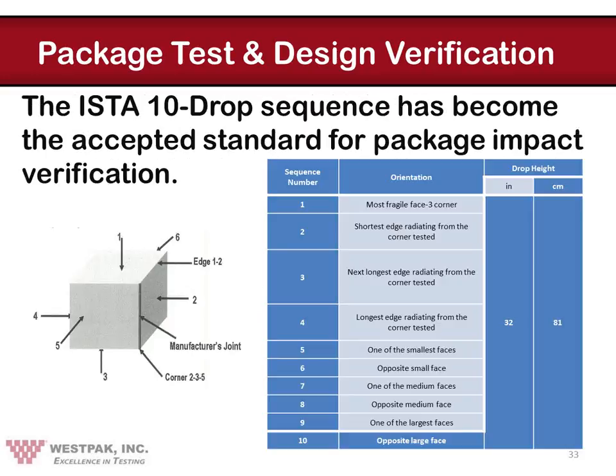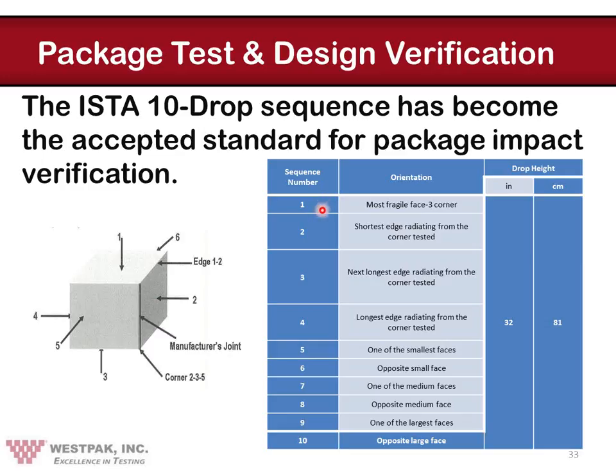Okay. As a practical matter, the ISTA, International Safe Transit Association, has a procedure that they call the 10 drop sequence, and it's become kind of the de facto standard for package impact verification. It requires 1 impact on each of the flat surfaces of the package, and then 1 impact on a corner, and they specify the most vulnerable corner, whatever that happens to be, but generally speaking, it's the base corner where the manufacturer's joint is located, and then 1 on all the edges that radiate from that particular corner.